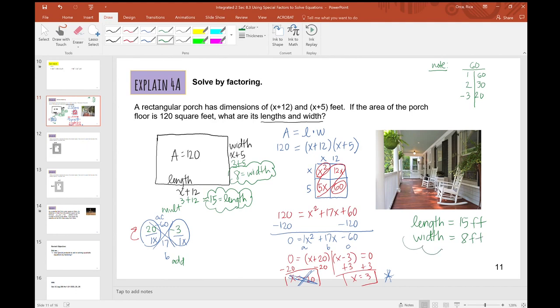Now, how do you check your work? You can check your work by multiplying 15 times 8. Remember, the area of the porch is 120 square feet. So if we multiply 15 times 8, we should get 120. Let's see. 5 times 8 is 40, carry the 4. 8 times 1 is 8, plus 4 is 12. And it checks.